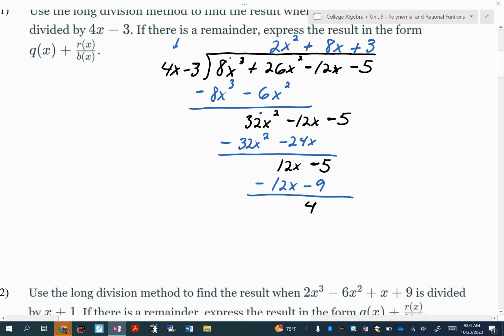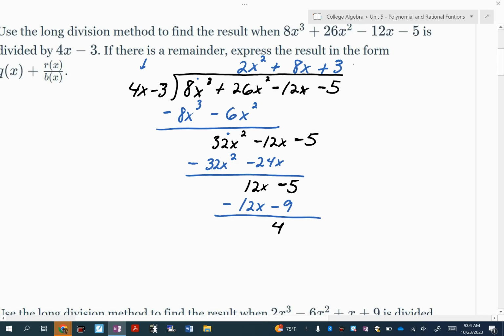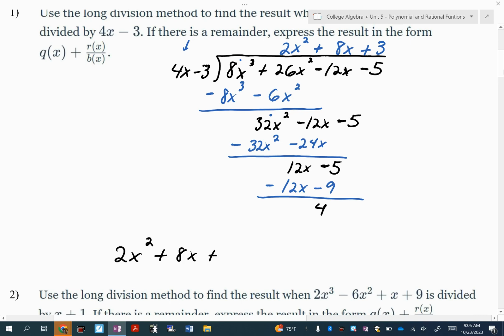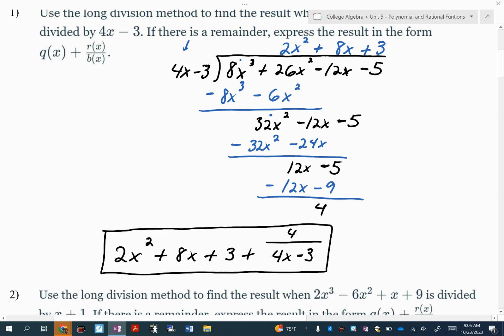All right, so this is all the work. Let's write down the answer. I don't mind if you just write, up here, plus 4 over the divisor. I'm going to write it down here, though, again, as the answer. So 2x squared plus 8x plus 3. And then I'm going to write plus 4 over 4x minus 3. So this whole thing is our quotient. All right, so that's long division.